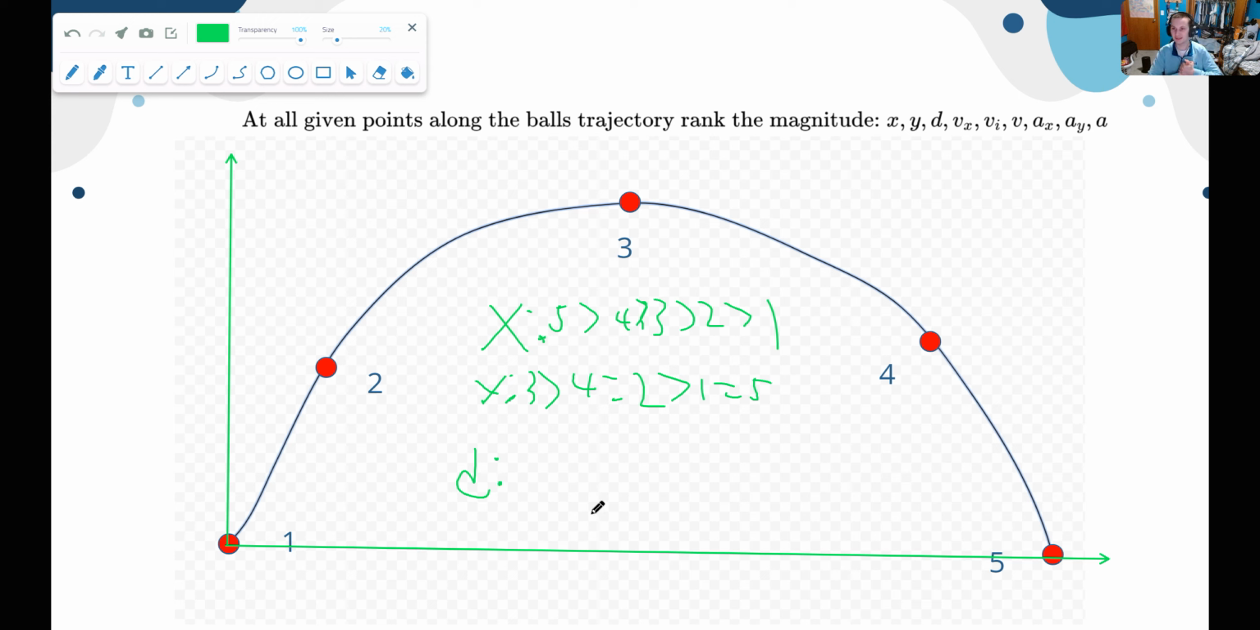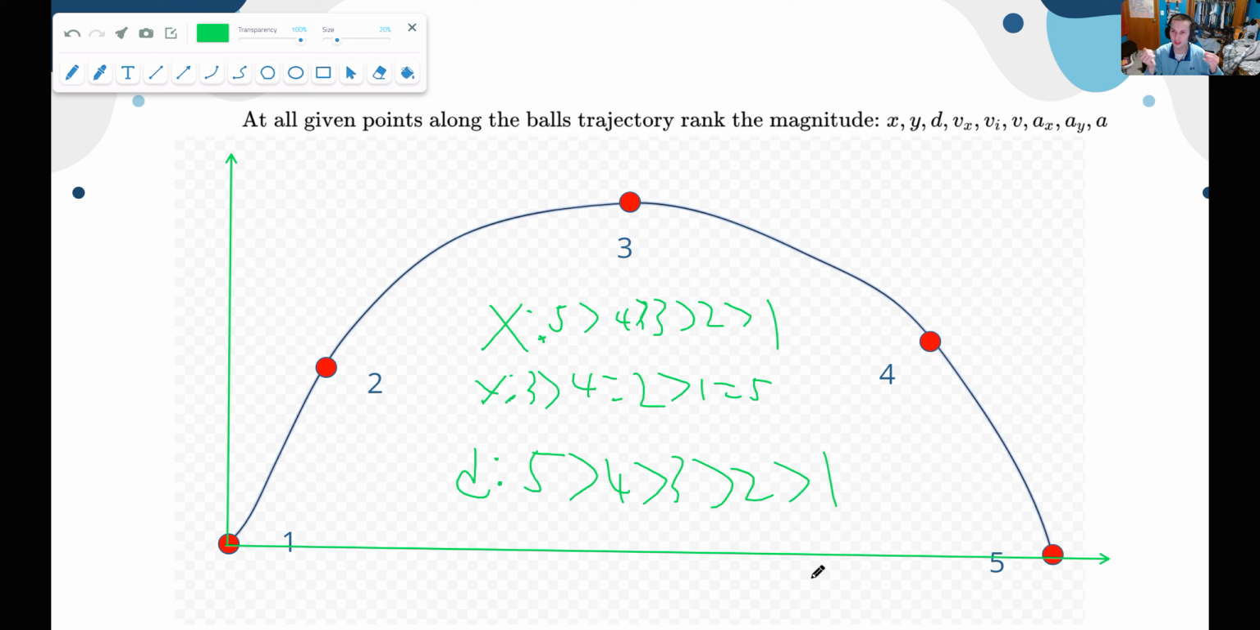And so then for d, you know, you kind of have to match these things up. Well, yes, 5 is the least there. It's the greatest over here. So 5 does actually have the greatest amount of displacement in this case. And then 4, and then 3, and then 2, and then 1.